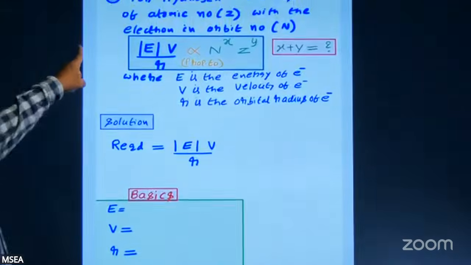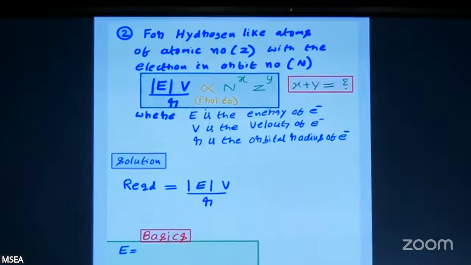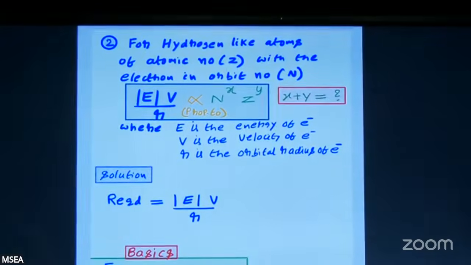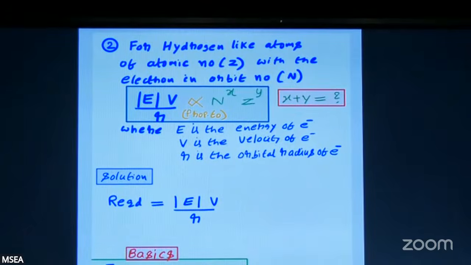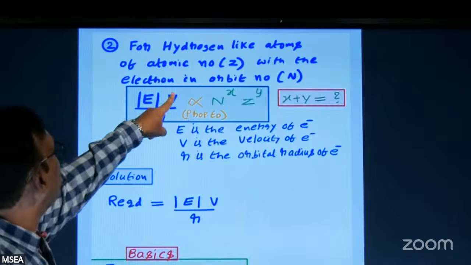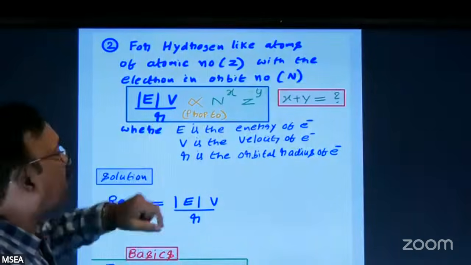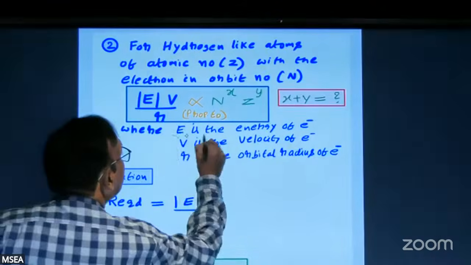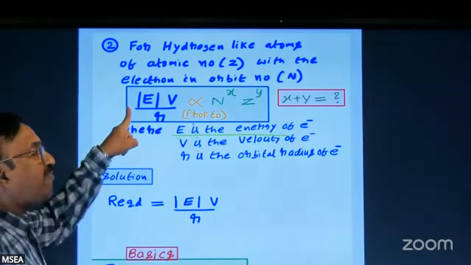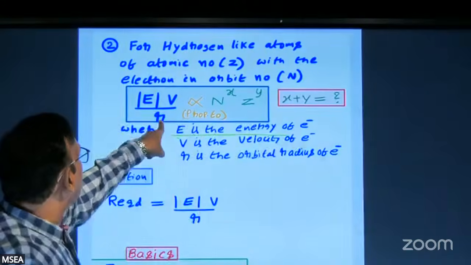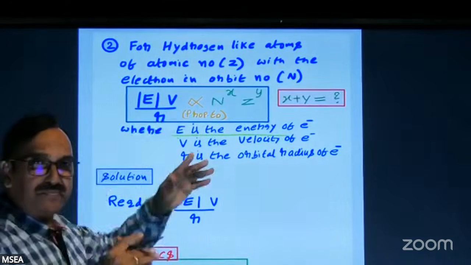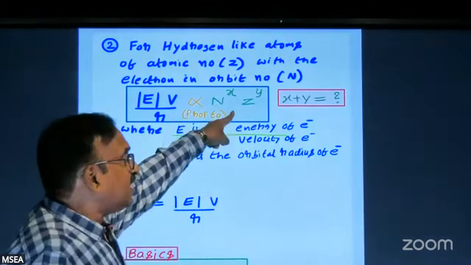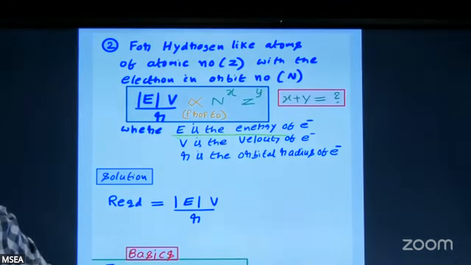For hydrogen-like atoms of atomic number Z. So the atomic number is said to be Z; it is not a hydrogen atom. For a hydrogen-like atom of atomic number Z, with the electron orbiting in the nth orbit, I want to know the ratio: the modulus of the energy of the electron into velocity of the electron by r. This mod of E into v by r is proportional to the orbit number n to the power of x, into z to the power of y. I want to know what is x plus y.